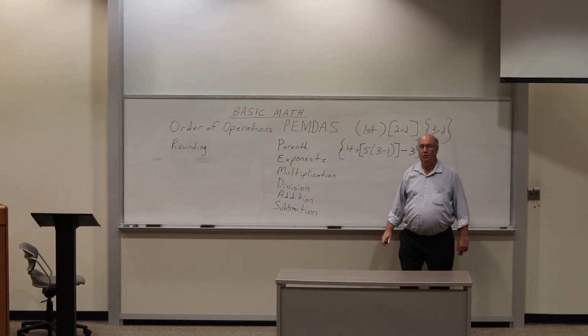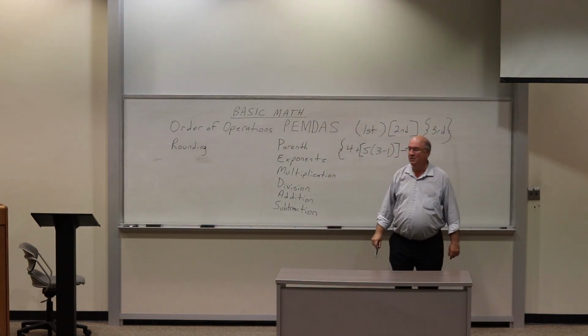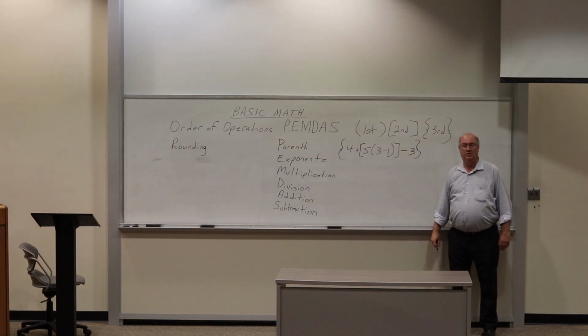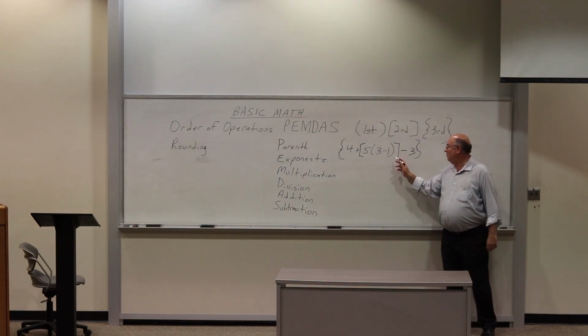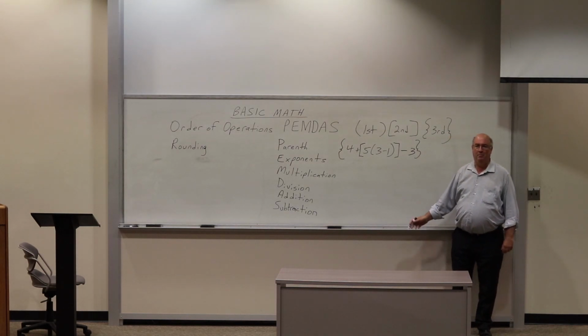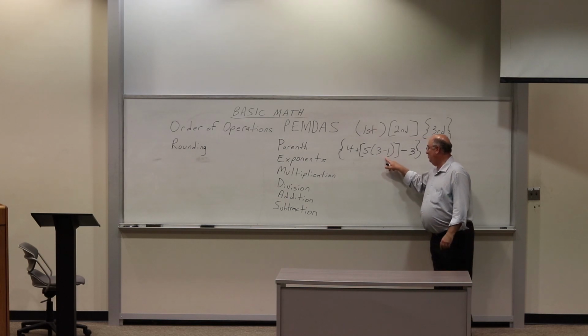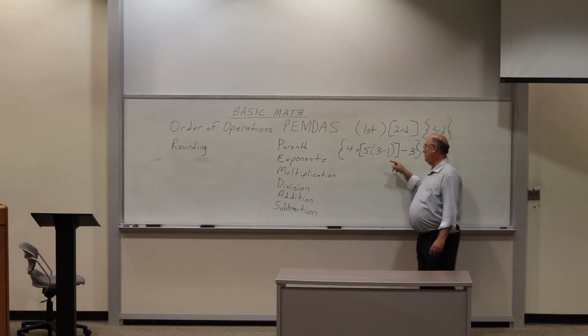Okay, there's a short order of operations math problem. All right, so first we're going to do what's in the brackets. And I'm keeping it simple. We didn't add any exponents or anything yet. So we'll do the round brackets first. 3 minus 1 is 2.